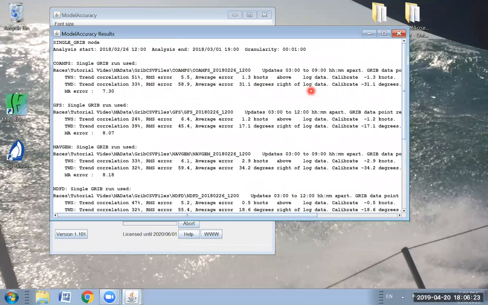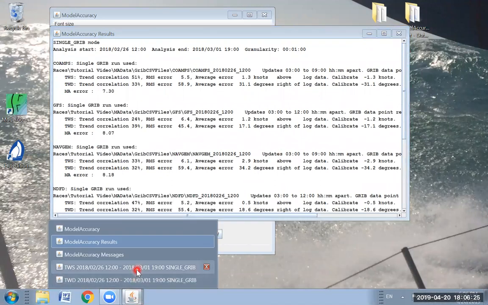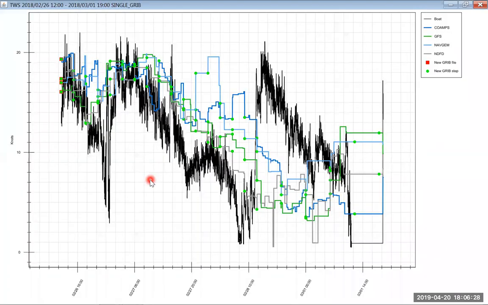We'll go look at the graphs because that makes it a little bit easier. Our true wind speed is plotted. Now the new GRIB file run is the red square, and the red square is right at 12Z. We don't see any more red squares in this graphical analysis. That's it. But we do see new GRIB file steps every 3 hours, and we can see just how far off the forecast really gets.